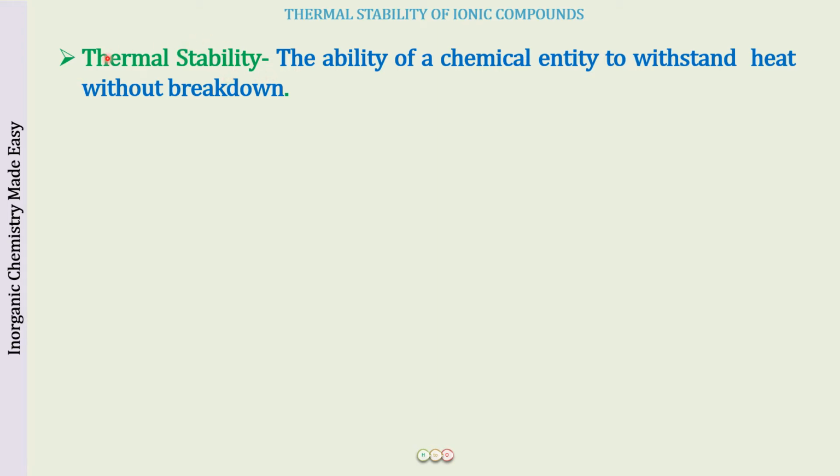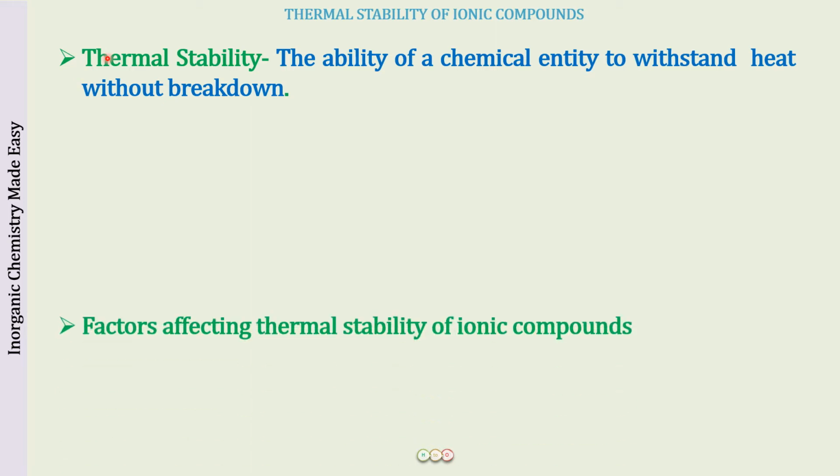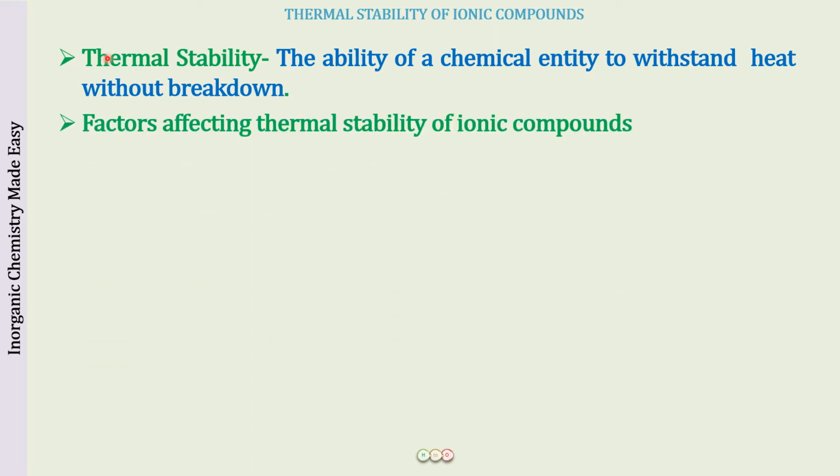All right, now we are talking about ionic compounds today. So let us look at the factors which are going to affect the thermal stability of ionic compounds. Now, ionic compounds, they are made up of what? They are made up of ions, a cation and an anion. So the factors which are going to be responsible for the thermal stability of the ionic compound.